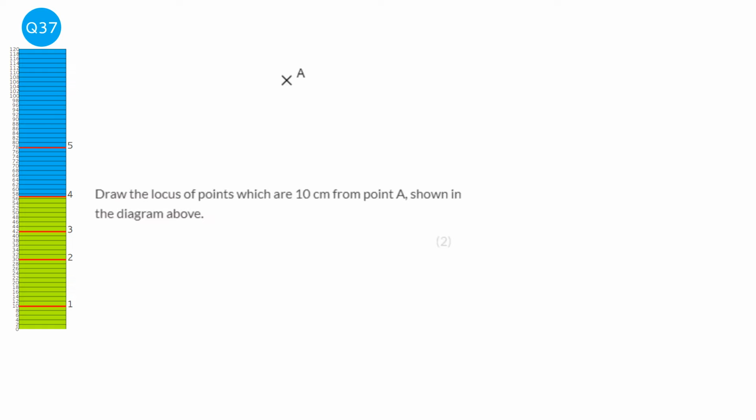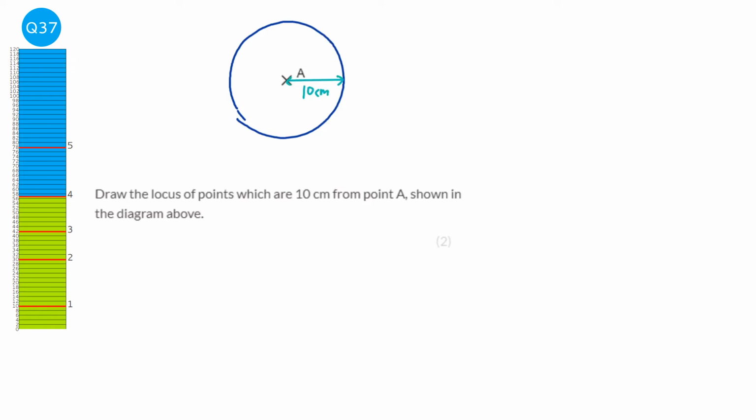So to find the locus of points that are 10 centimeters away from a point, you need to measure 10 centimeters on a pair of compasses. And then you put the point at A and draw them. Now I'm going to try my best to do this. It's probably not going to look perfect, but I'll do my best. And the length here probably isn't exact, but this part here is going to be 10 centimeters to get the full marks.